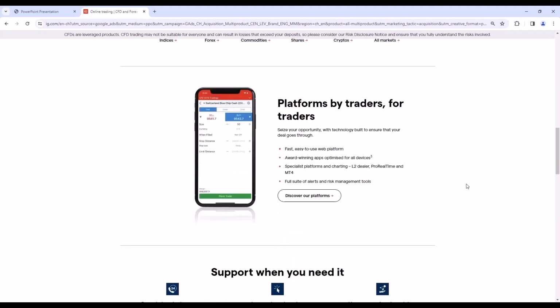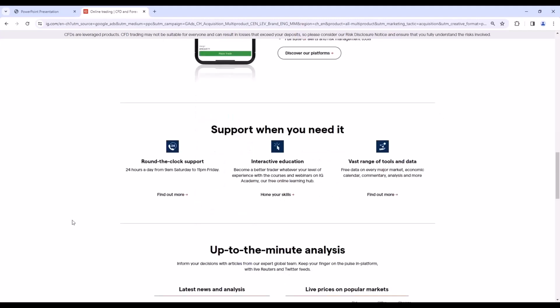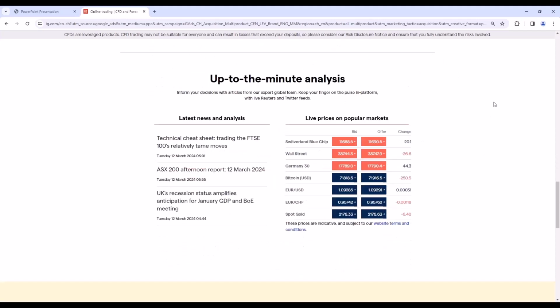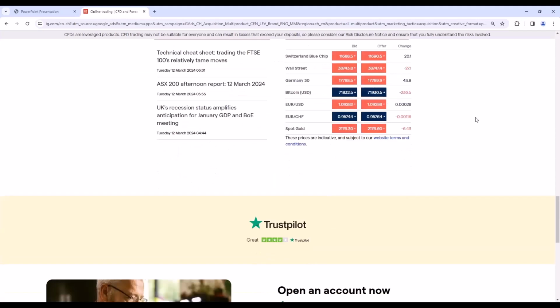We have platforms available on web and mobile, as well as integrations with L2 Dealer, ProRealTime, and MetaTrader 4. Of course, we also pride ourselves on our customer support, which is available around the clock for our clients, 24 hours a day. We also offer a variety of interactive education and a vast range of tools and data for our clients, as well as analysis on the various different markets.